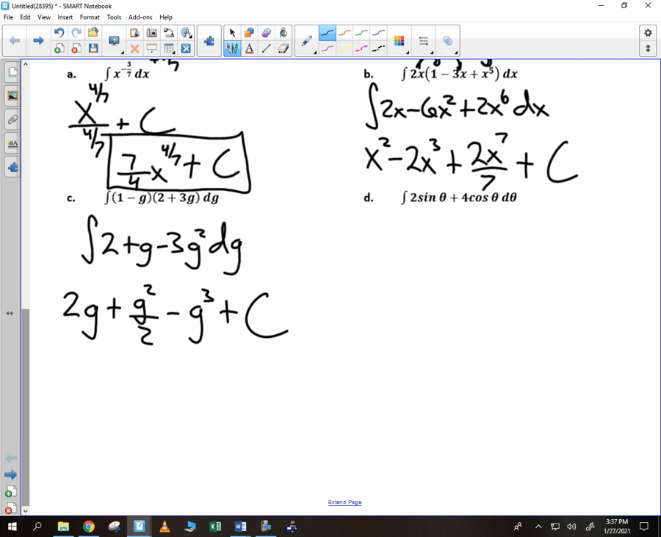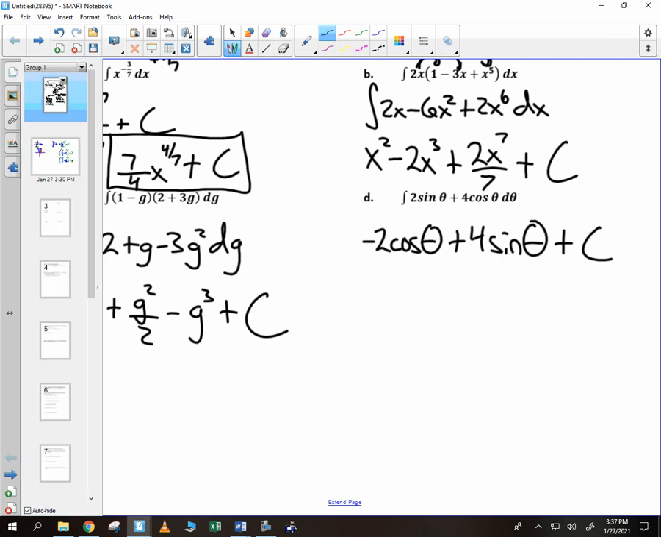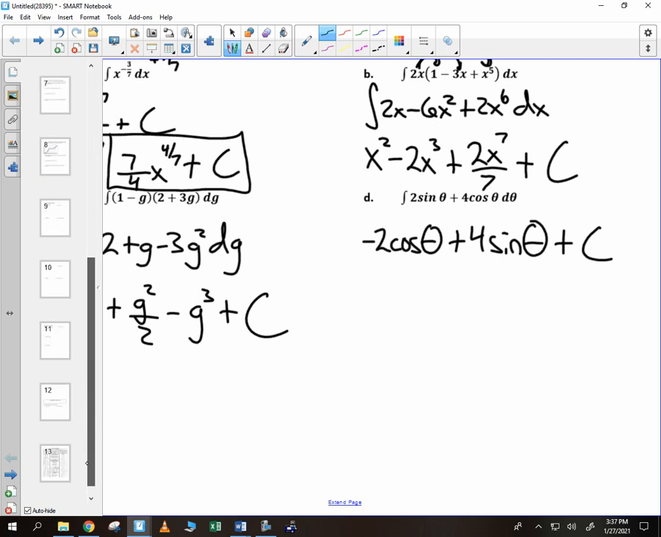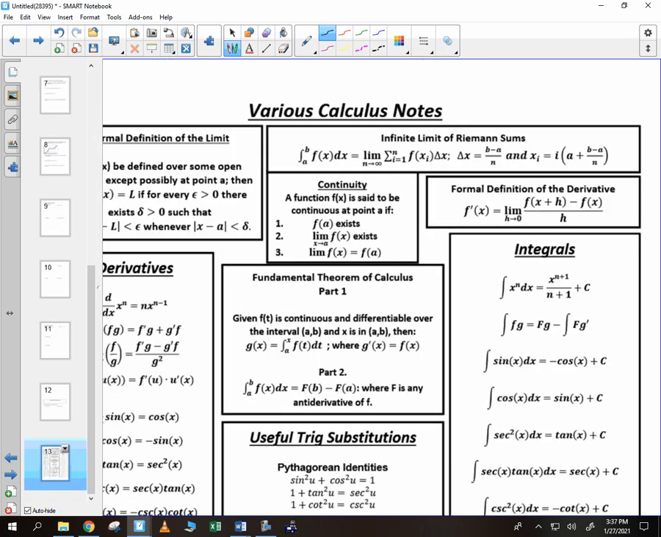The antiderivative of 2 sine would be negative 2 cosine of theta. The antiderivative of 4 cosine is 4 sine of theta plus c. So I've shown you how to calculate the antiderivatives of sine and cosine, positive or negative. For those of you who may struggle with that from time to time, I put this sheet on the back here.